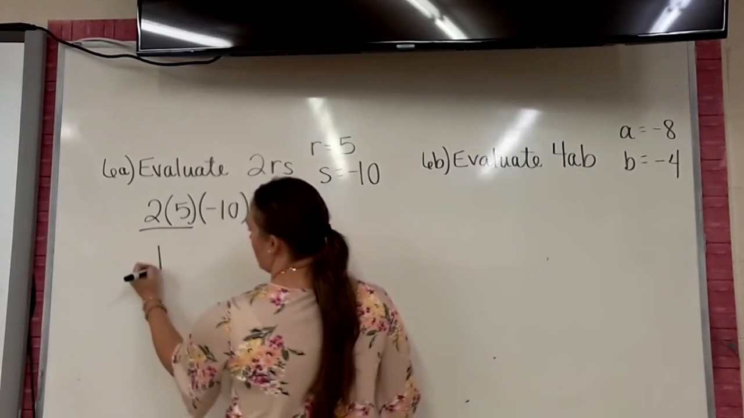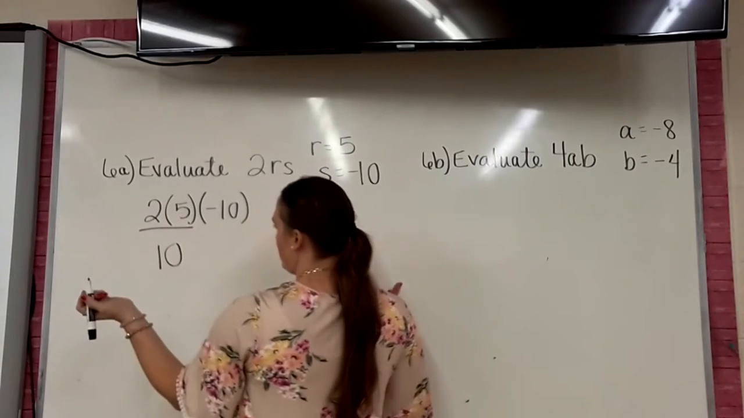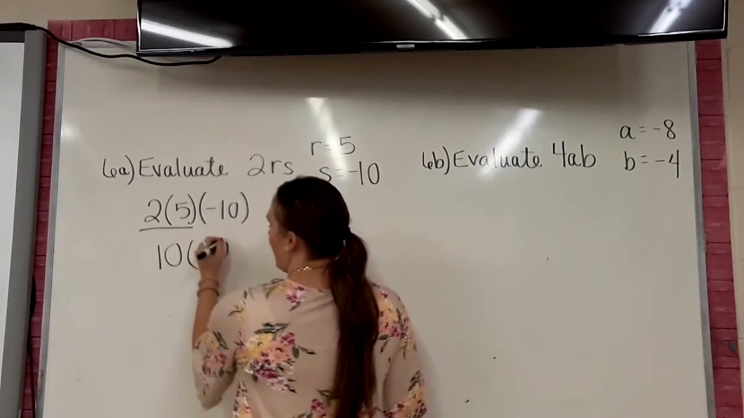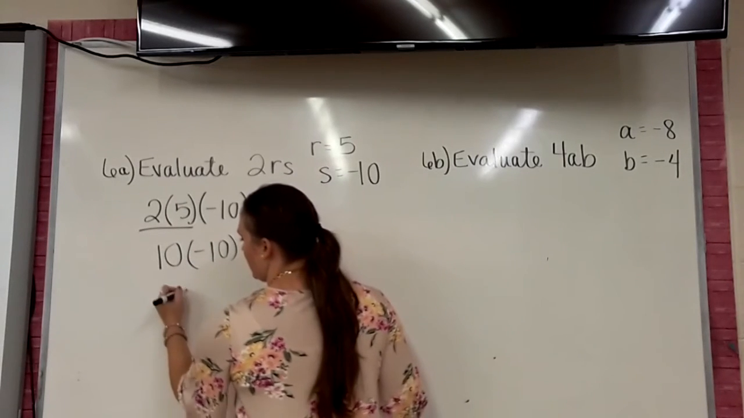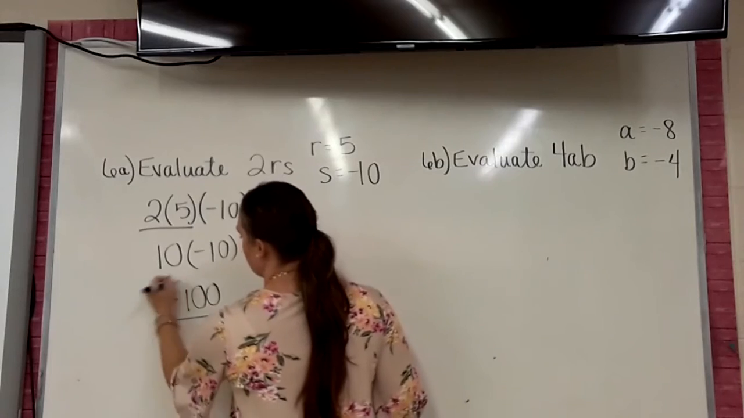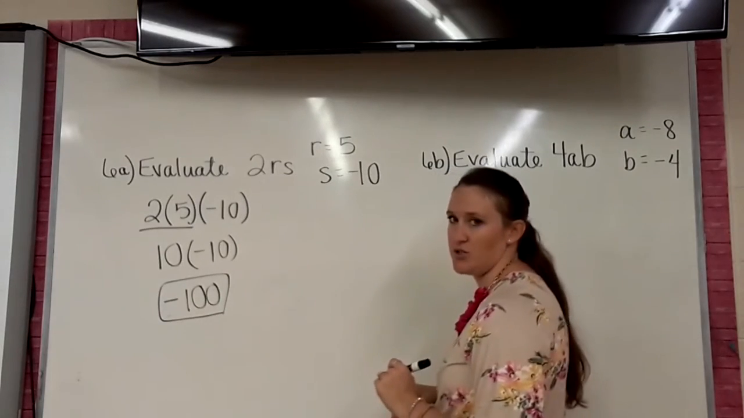2 times 5 we know is 10. Positive times positive is positive. Now I have 10 times negative 10. Positive and a negative is negative. 10 times 10 is 100. So that is negative 100.